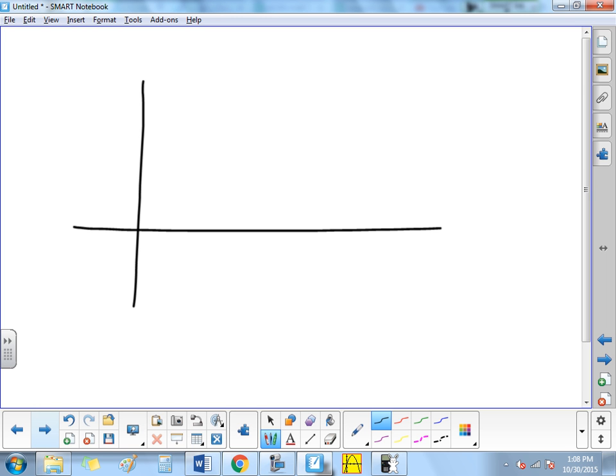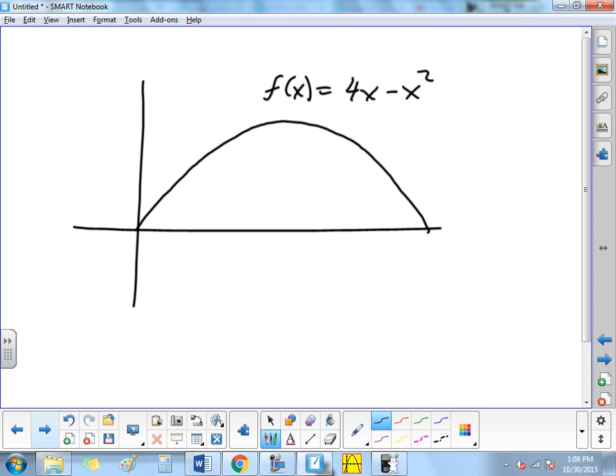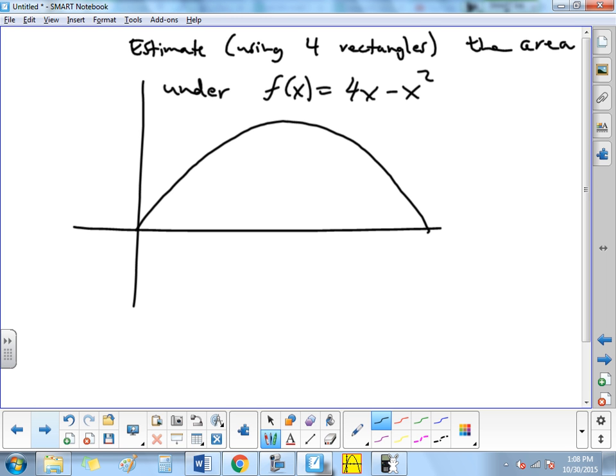Okay. So I'm just going to pick my favorite function. This is the graph f of x equals 4x minus x squared. And we're going to basically estimate using 4 rectangles the area under f of x equals 4x minus x squared on the interval 0 to 4.